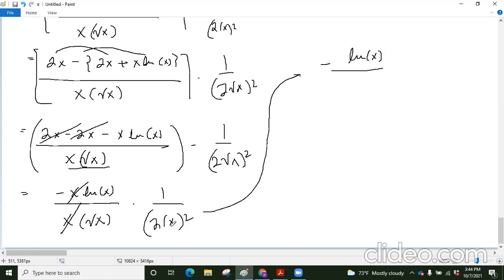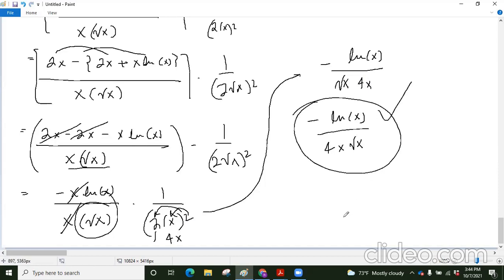And then this is 4, so this squared would be 4x, right? Because when you square the 2, it becomes 4. When you square the under root x, it just becomes x. So you're left with minus ln of x, and then times the 4x. So that's just 4x. So you could say your final answer is ln of x over 4x under root x. And that's your answer. That is your second derivative.